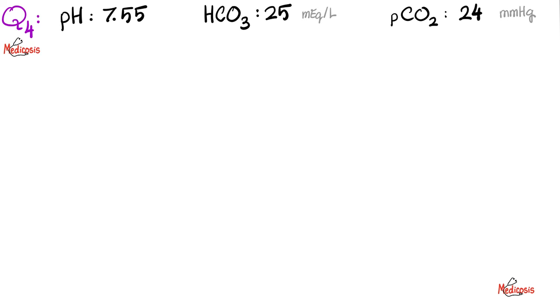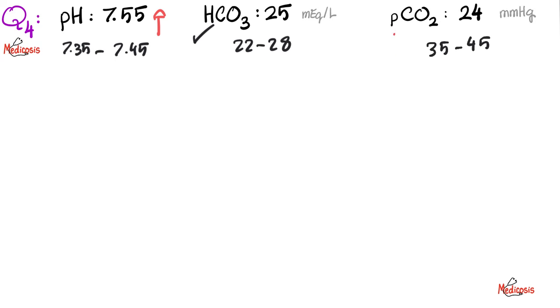Question number 4, let's go. Please pause. Normal pH is 7.35 to 7.45, so this pH is high. Okay, let's look at the bicarb. Bicarb should be between 22 and 28. This bicarb is normal. Let's look at the carbon dioxide. It should be between 35 and 45. This carbon dioxide is low.